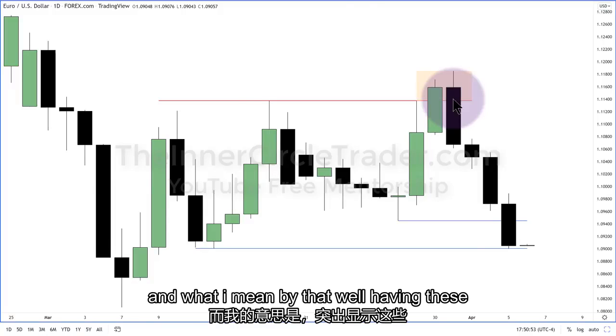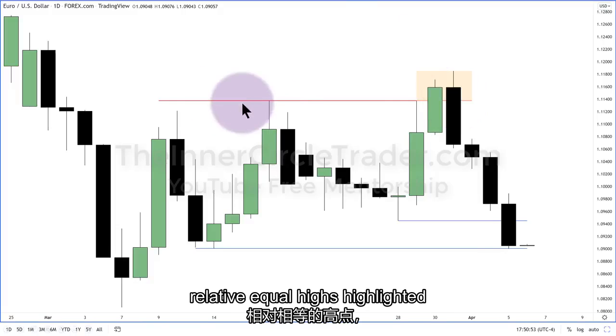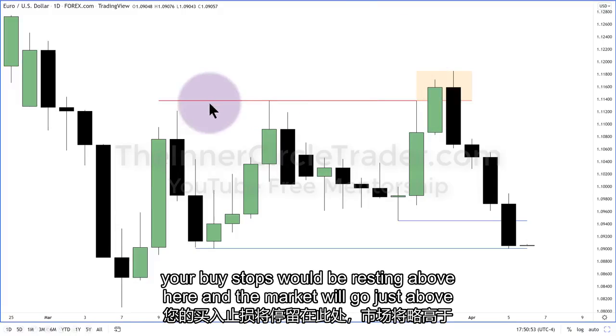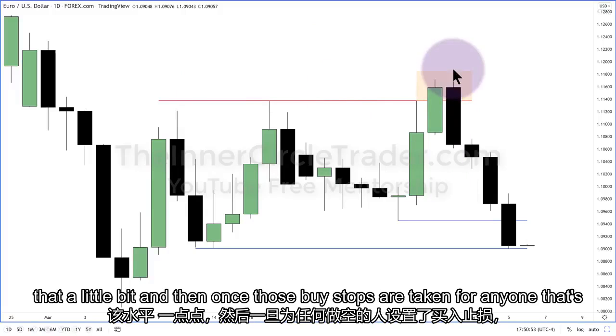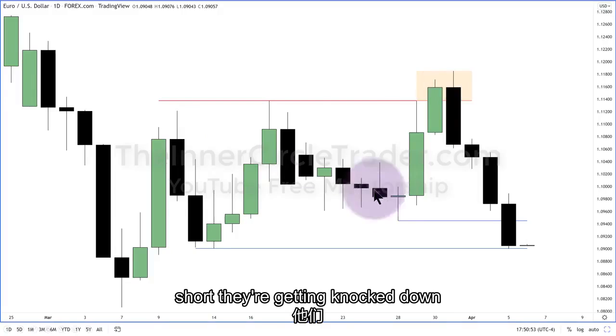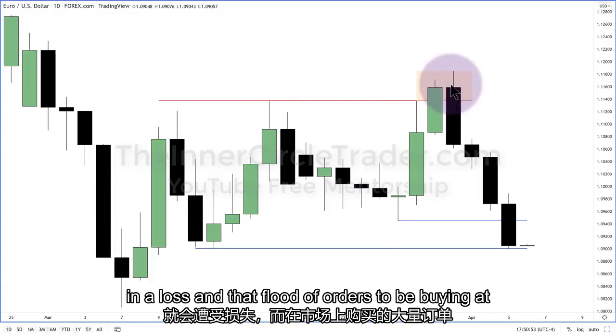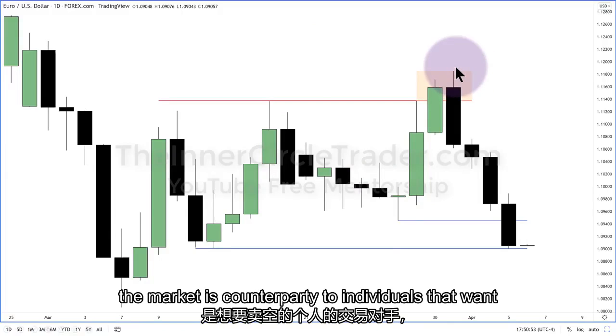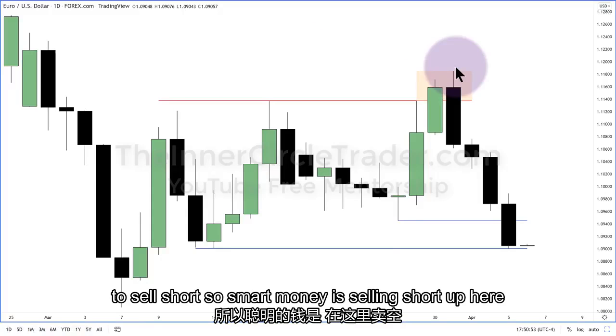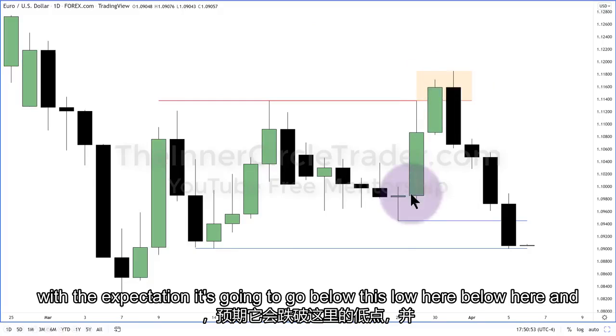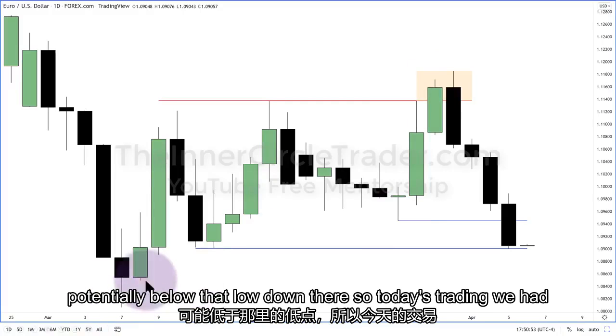And what do I mean by that? Well, having these relative equal highs highlighted, your buy stops would be resting above here, and the market will go just above that a little bit. Then once those buy stops are taken, for anyone that's short, they're getting knocked down in a loss. That flood of orders to be buying at the market is counterparty to individuals that want to sell short. So smart money is selling short up here with the expectation it's going to go below this low here, and potentially below that low down there.